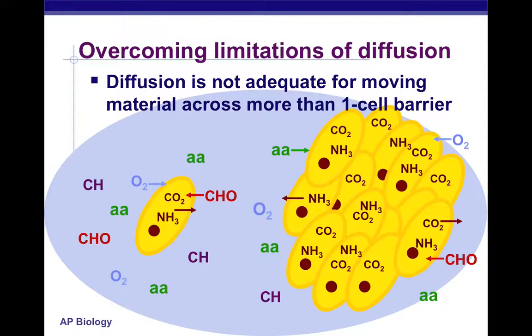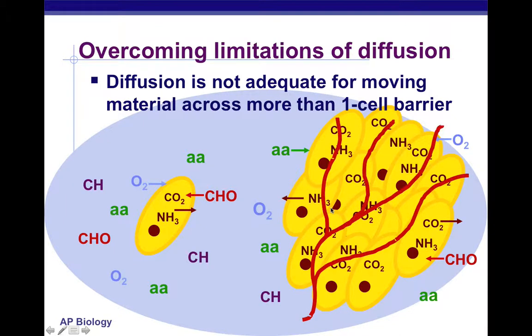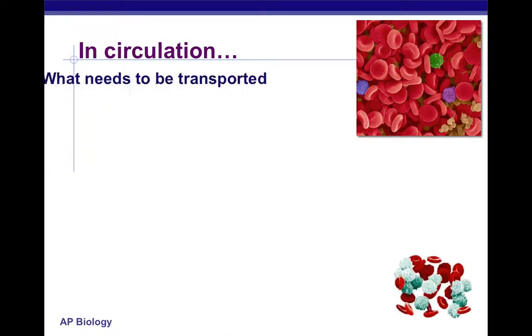As you can see, it's just an example. Really easy diffusion for single cell, very difficult for multicellular. So that's why we developed a circulatory system, again, that can touch every single cell in the body, allowing for easier transport of materials into and out of the cell. So when we look at circulation in multicellular organisms, there's a few things that need to be transported.